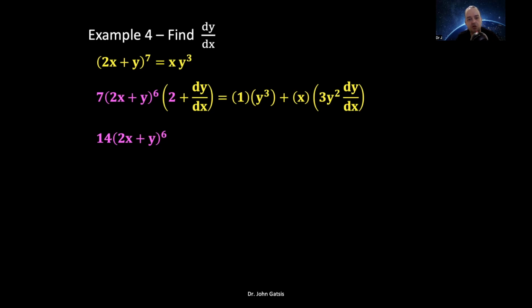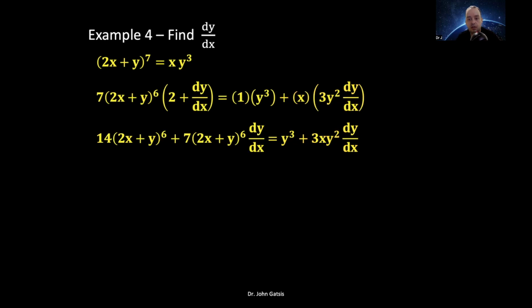So you see here, I'm distributing into the brackets, the 7 bracket 2x plus y to the 6. Multiplying that by 2, you get a 14 times 2x plus y all to the 6. And then you're going to have the pink item on the outside multiplied by dy dx. So you literally just stick them together. On the right-hand side, let's just smooth out those brackets. So there's y cubed. And finally, we'll have our 3xy squared dy dx.